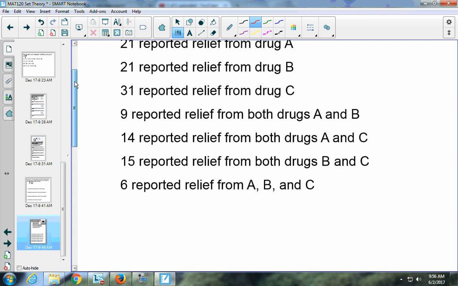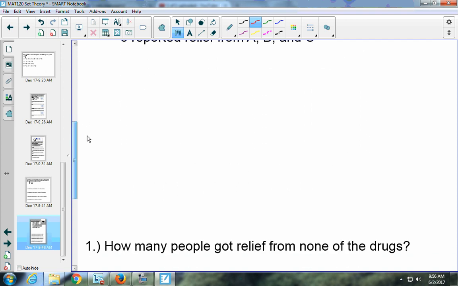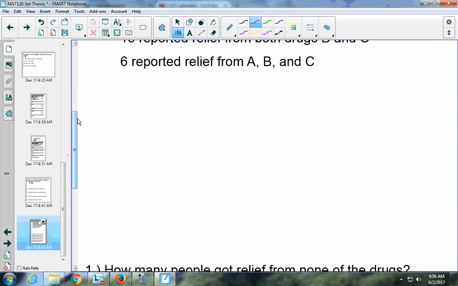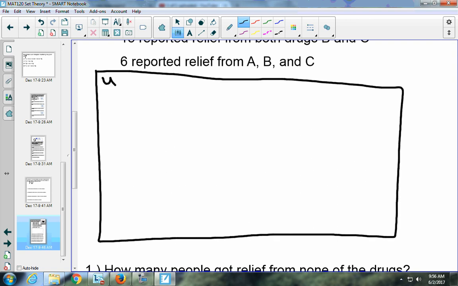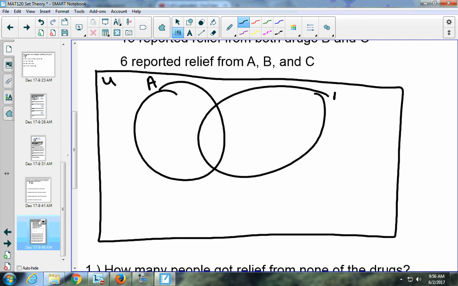We need to build a Venn diagram from this data. Because there were 3 different pain relievers, A, B, and C, we are going to need 3 different circles inside our universal set to represent drugs A, B, and C.